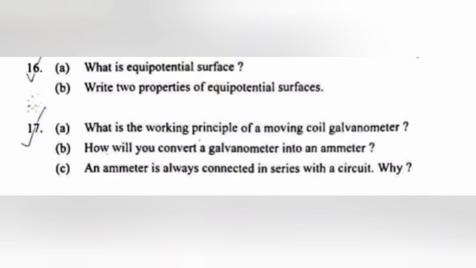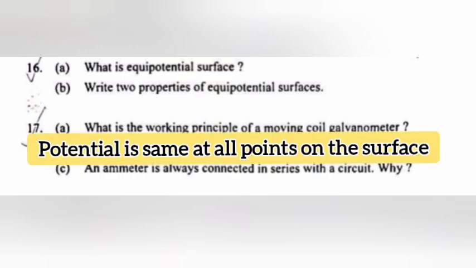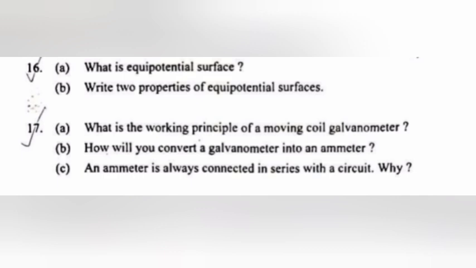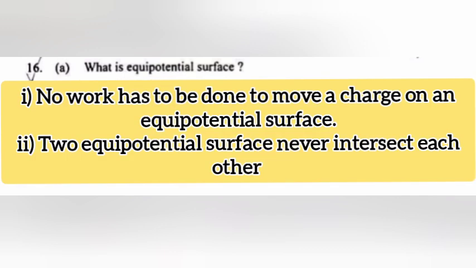16a. What is equipotential surface? Answer. Potential is same at all points on the surface. B. Write two properties of equipotential surfaces. Answer. 1. No work has to be done to move a charge on an equipotential surface. 2. Two equipotential surfaces never intersect each other.